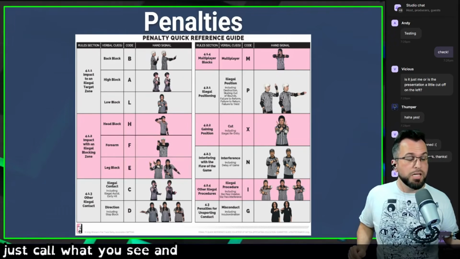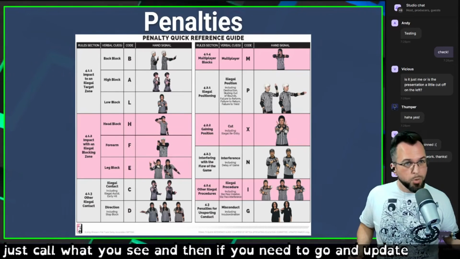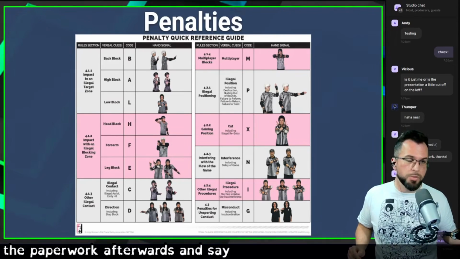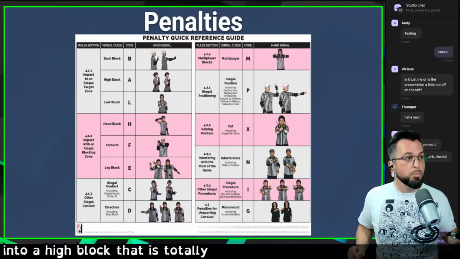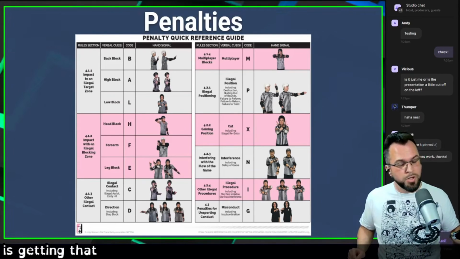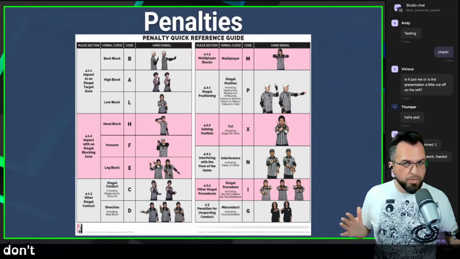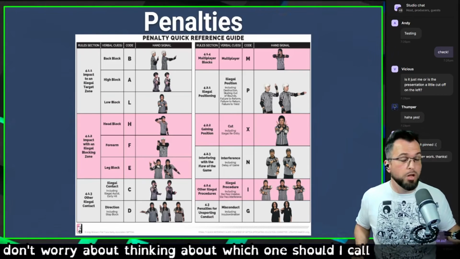And then if you need to go and edit the paperwork afterwards and say, you know what, change that forearm into a high block, that is totally fine. The bigger, more important thing is getting that person off the track as soon as you can. So don't worry about which one you should call right now. Just call one and then fix it later if you need to.